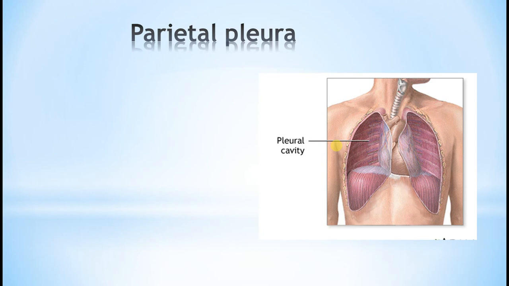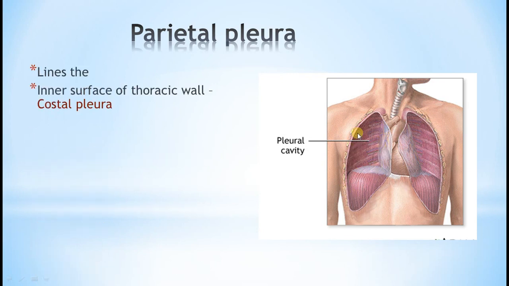Now we will pass on to the next one, which is the parietal pleura. Now we are able to see the two pleural cavities. The lung has been removed along with the visceral pleura, so we are able to see the pleural cavities with the lung removed, and the parietal pleura is going to line all these structures.